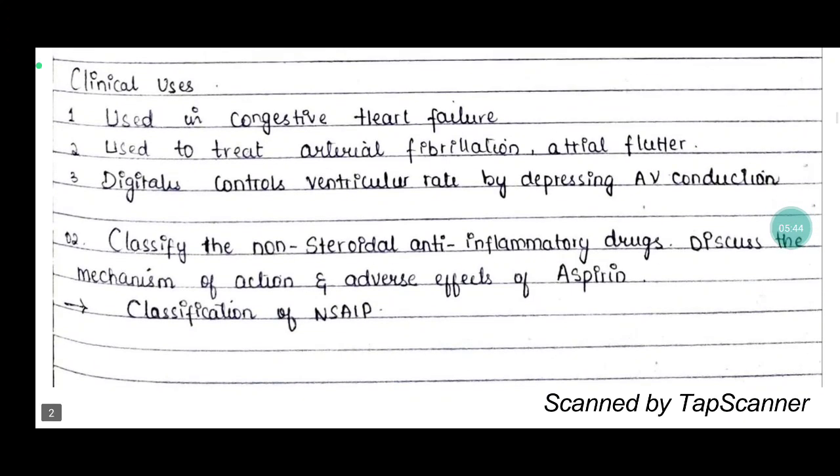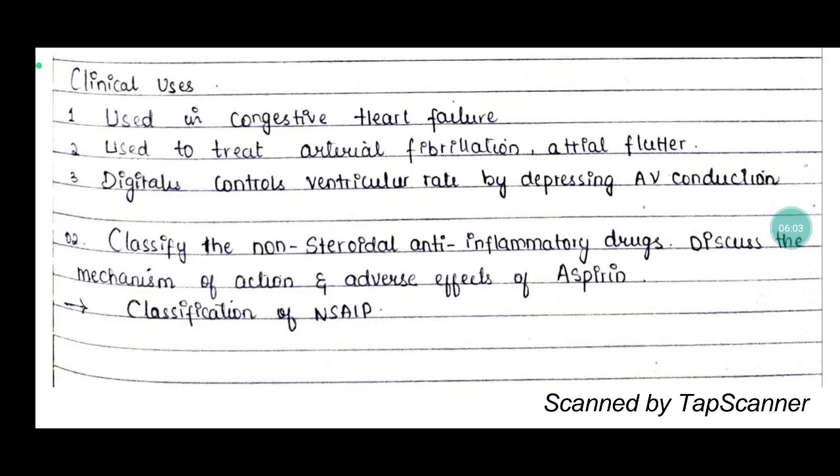So the clinical uses of digitalis: it is used in congestive heart failure, and to treat atrial fibrillation and atrial flutter, where digitalis controls the ventricular rate by depressing the AV conduction.